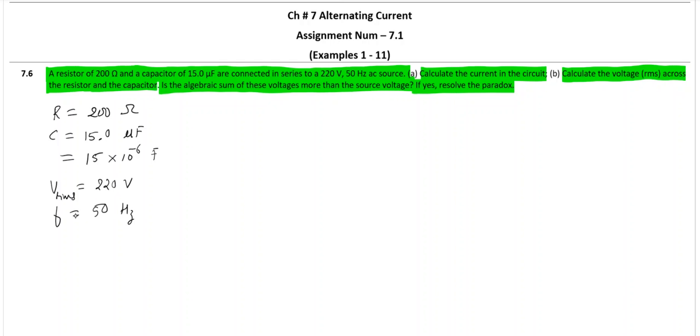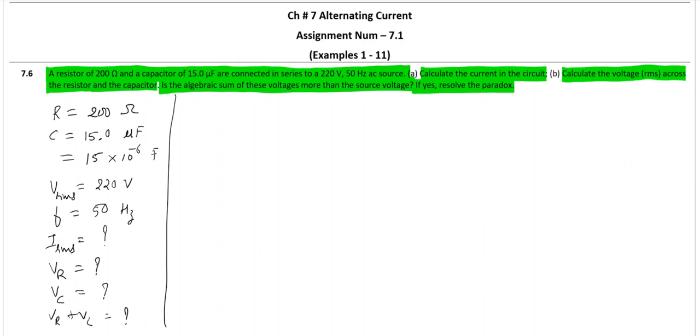What we are asked to find out: current in the circuit, means IRMS, voltage across resistor, voltage across capacitor, and we have to find out VR plus VC also, and then compare it with VRMS. So let us start with finding out angular frequency. You can do it in this step itself if you don't want to calculate it separately. I'm calculating it separately. Let me give these numbers 1, 2, 3, 4.